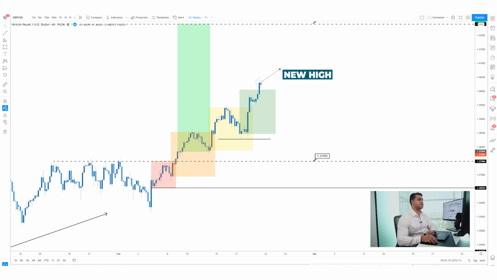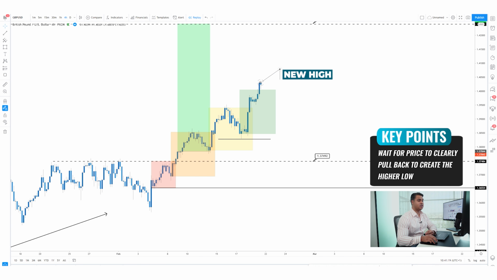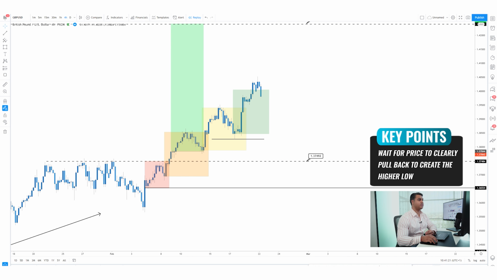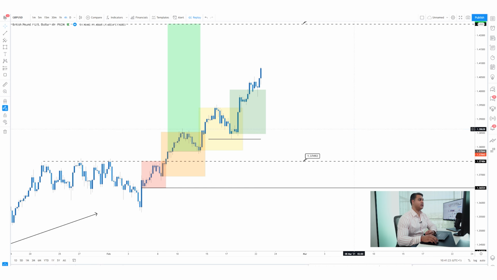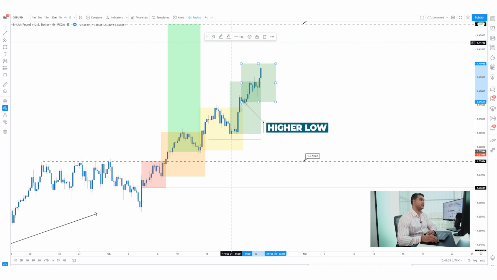So we have a new high that's been formed. We're now waiting for price to clearly pull back to create that higher low so we know what we're working with. There we have it. And now we can do this. Now we're looking for a new area in the market to place our box. We can see that this is a higher low. We want to drag this like this. And now we know that this is an area where we can continue to trail our stop loss.